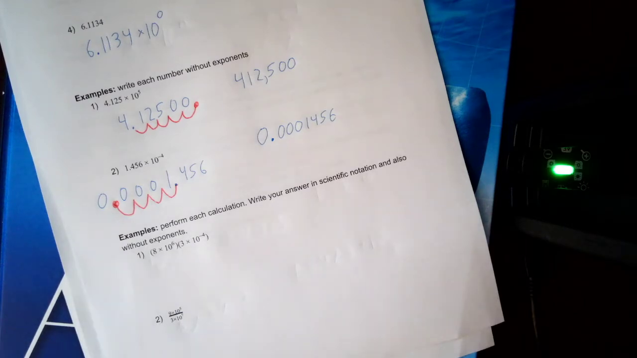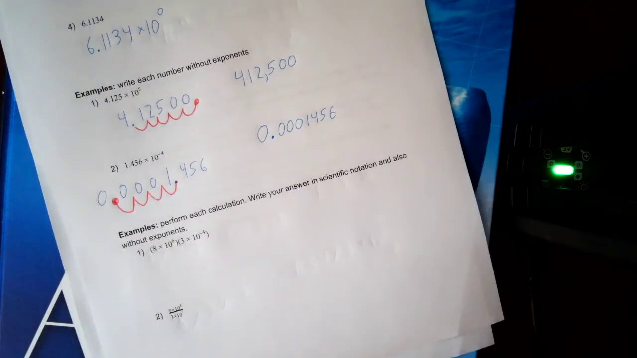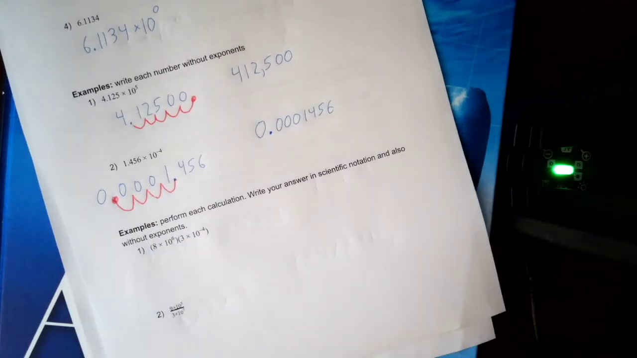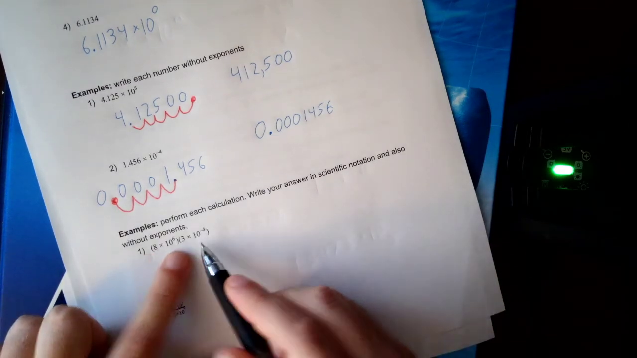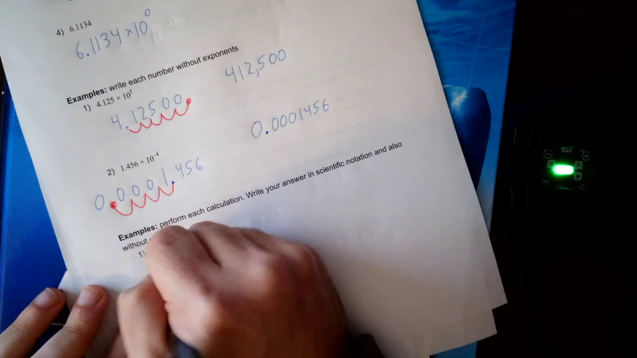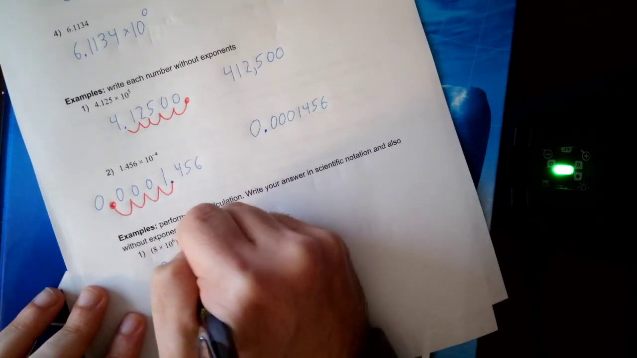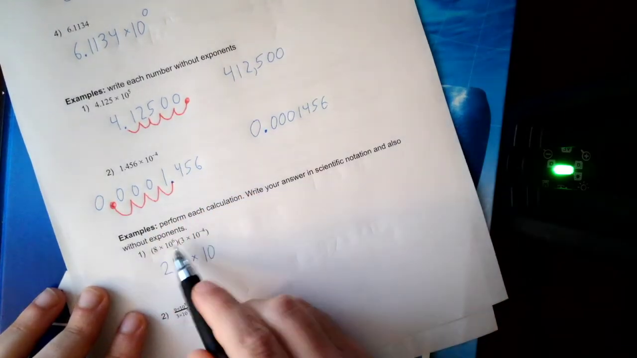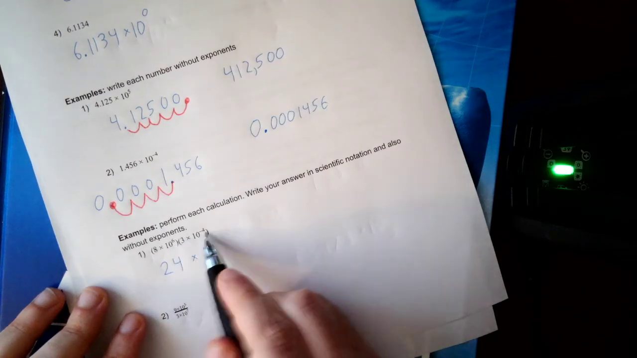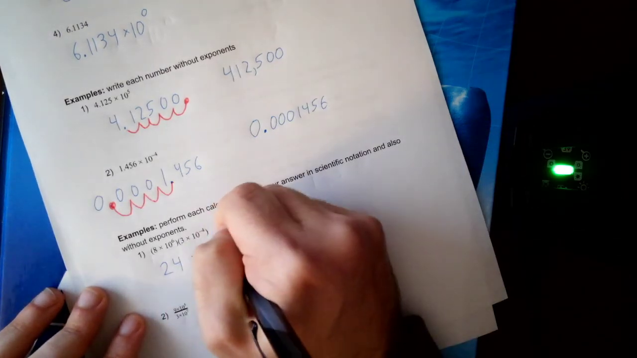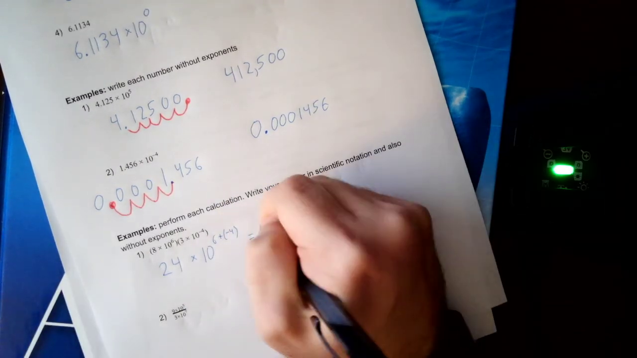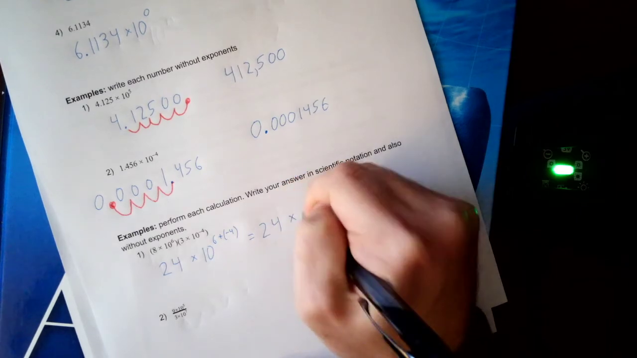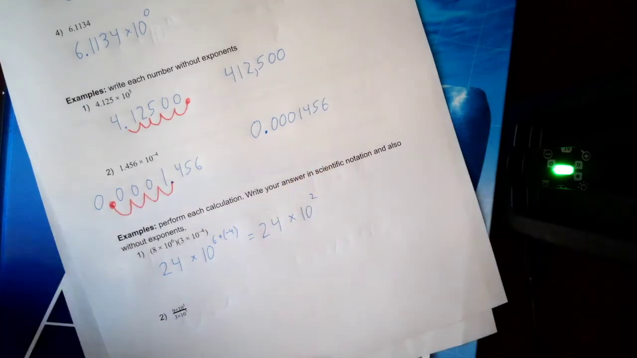So that's scientific notation. We can also do math with scientific notation. And so for this first example, we can look at the whole number portions, and the tens. 8 times 3 is 24 times 10 to the... Remember, when you multiply two things, you add their exponents. So I'll take 6 plus negative 4 as the power on the 10. This becomes 24 times 10 to the second.